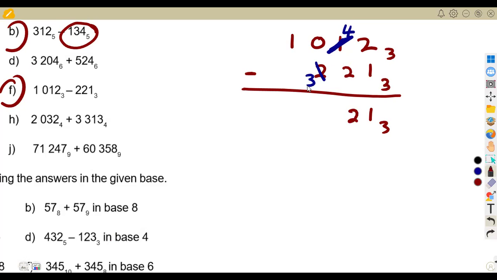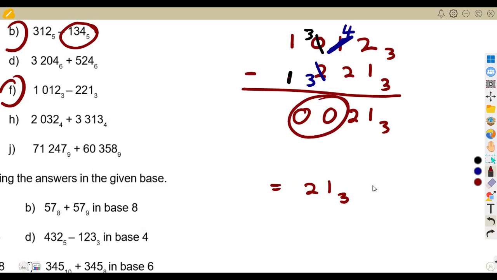0 minus 3. It's impossible for us to subtract. So what are we going to do? Add the base. So we add the base here, 0 plus 3. That's a 3. And we give a 1 on the next term. So now we have got 3 minus a 3. What are we obtaining? That's a 0 there. 1 minus a 1. That's a 0 again. So meaning to say at the end, our answer is going to be what? 2, 1 in the base of 3.